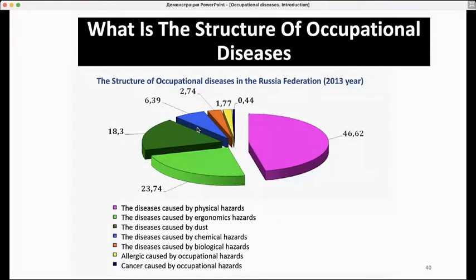And in 2013, we had a trial that revealed that in the structure of all occupational diseases, the diseases caused by physical hazards are leaders. Then we have diseases caused by ergonomics hazards, by dust, by chemicals, by biological hazards, by occupational allergens, and lastly, cancers.